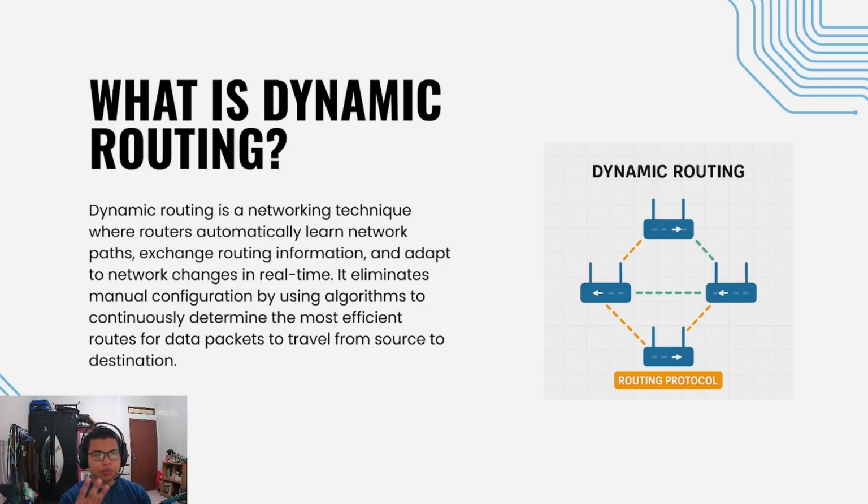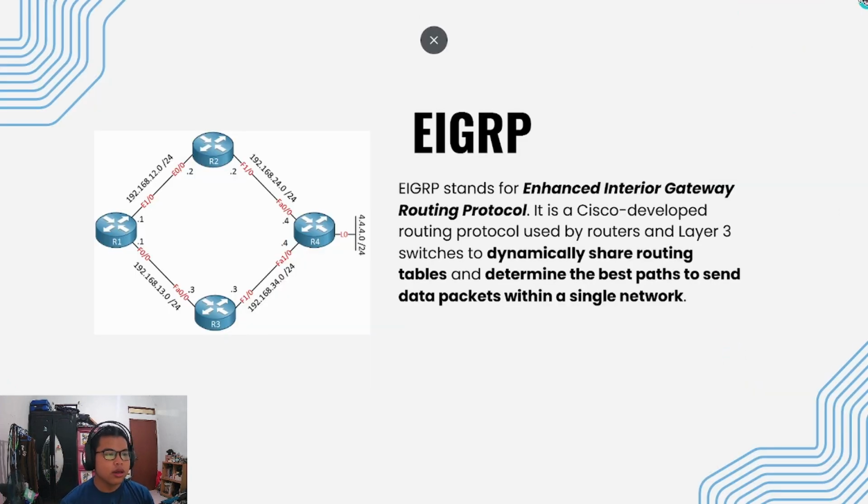There are three types of dynamic routing. The first one is EIGRP, that stands for Enhanced Interior Gateway Routing Protocol. It is a Cisco developed routing protocol used by routers and layer 3 switches to dynamically share routing tables and determine the best path to send data packets within a single network.